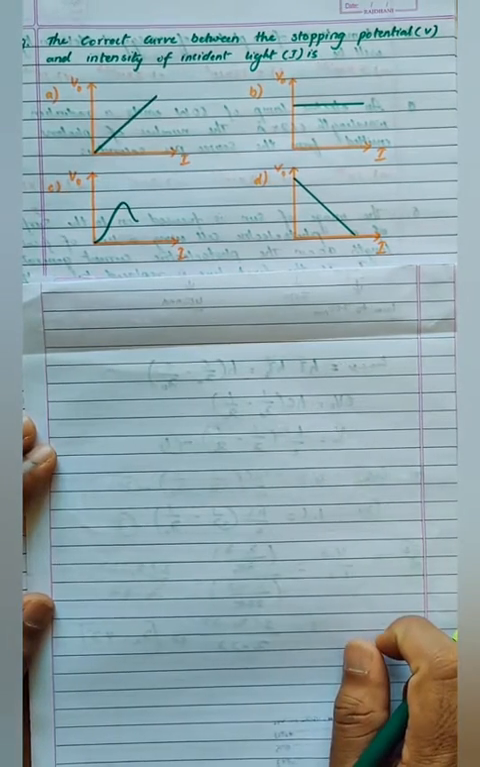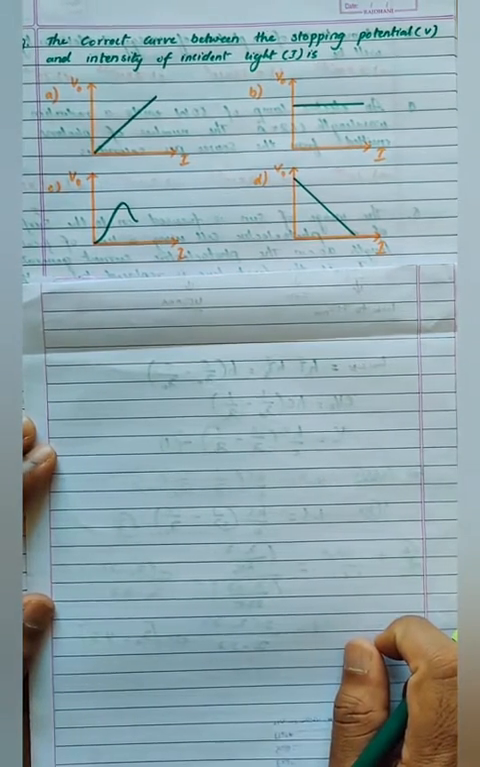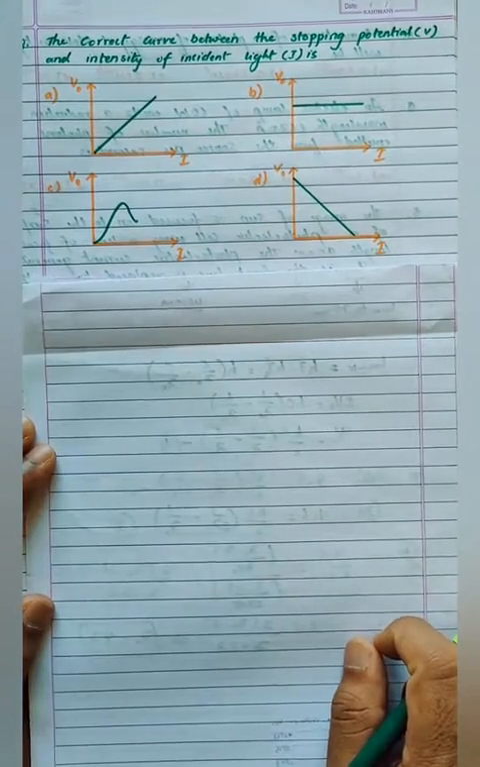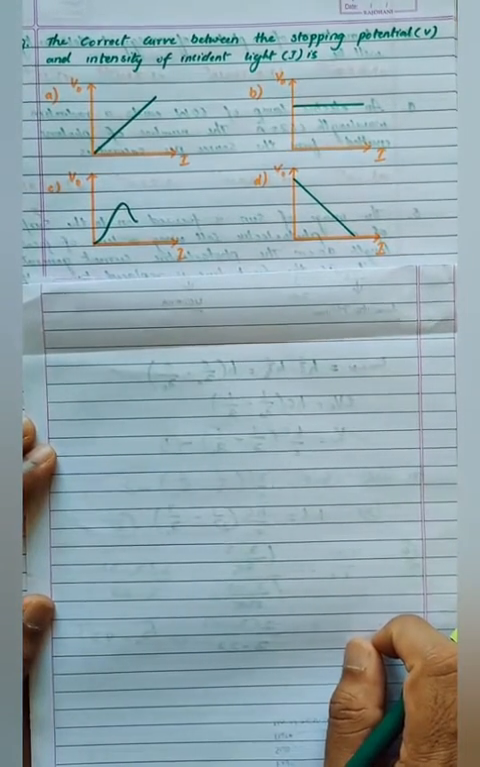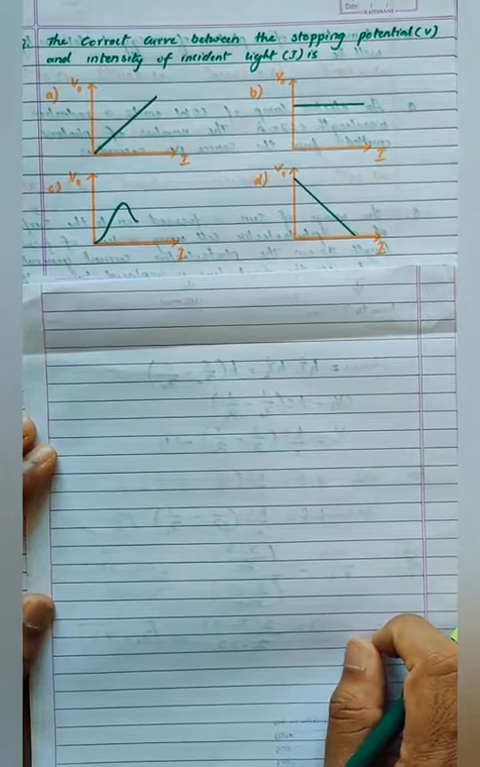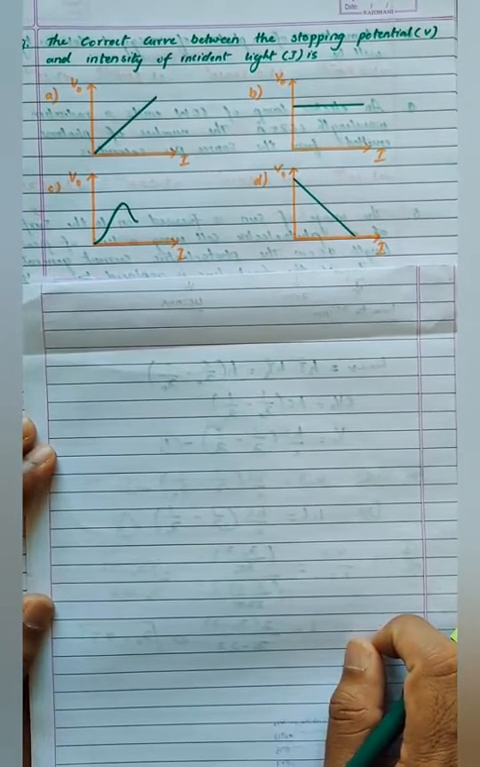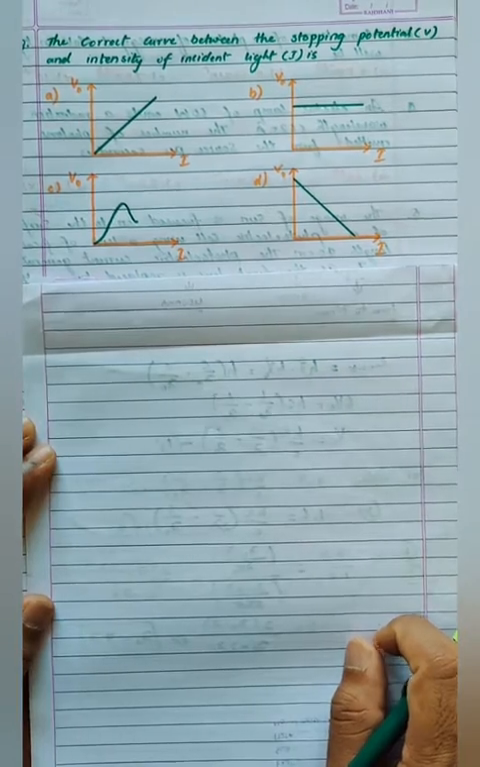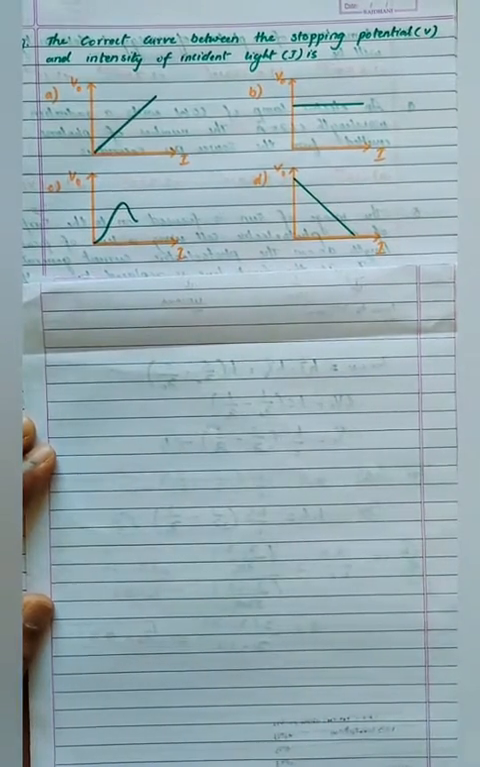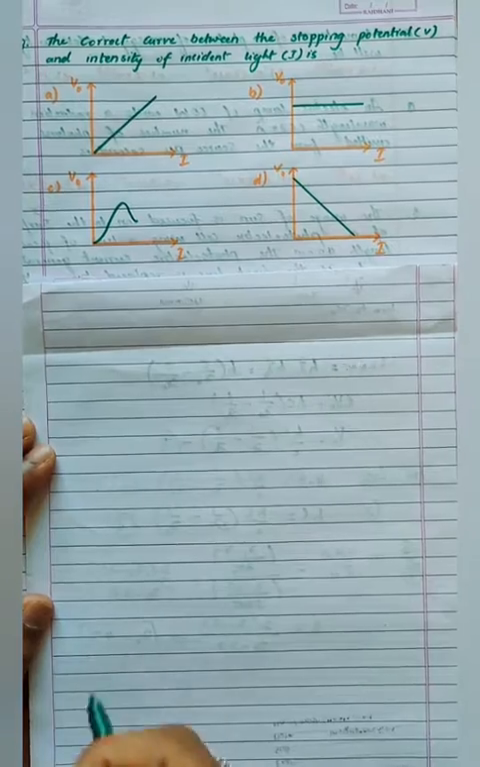Today we are going to solve the remaining questions from the chapter of dual nature. Okay, so here we go. The question is like this: the correct curve between the stopping potential V and intensity of the incident light I is. Okay, so options are like that. So look at the graph, observe the graph carefully.